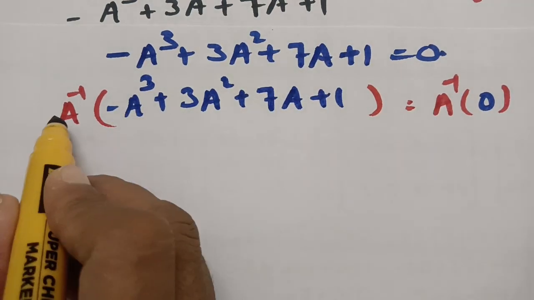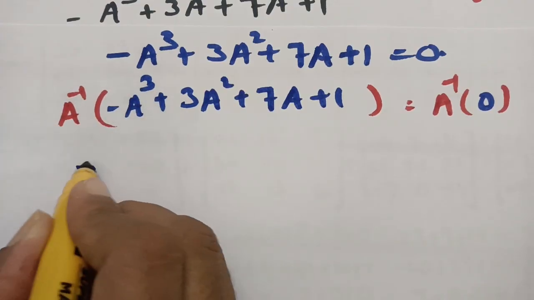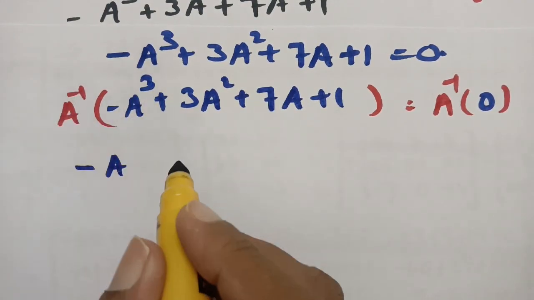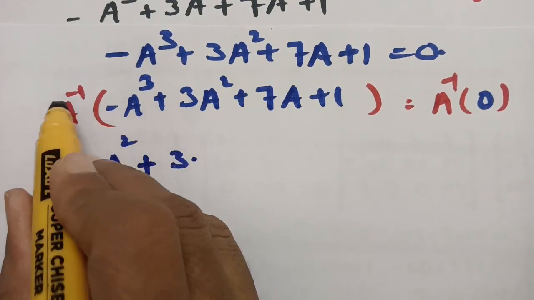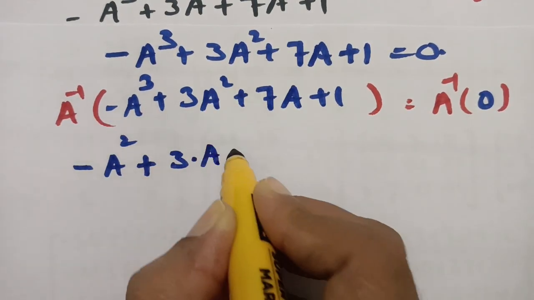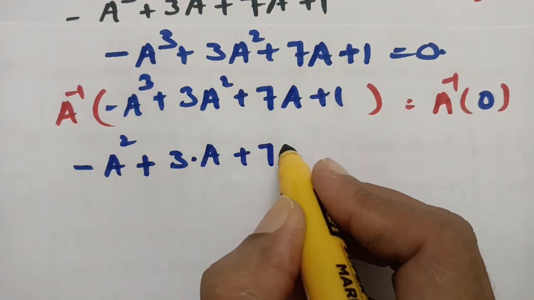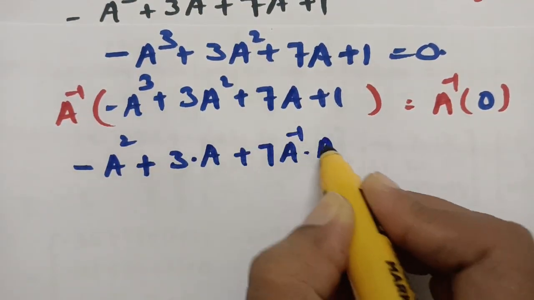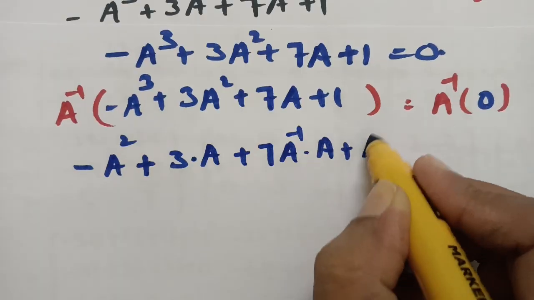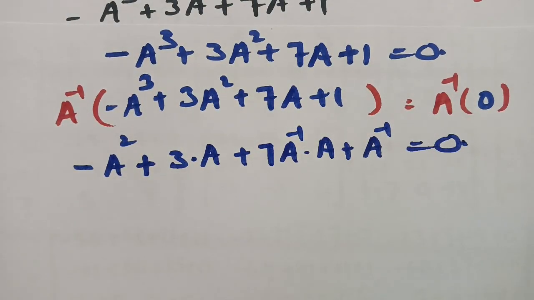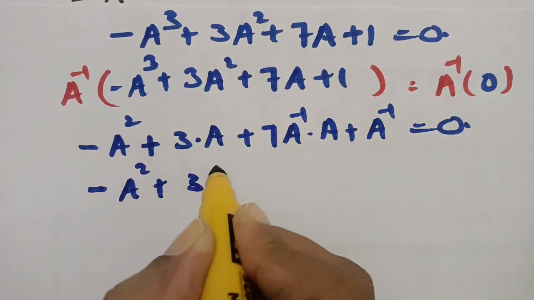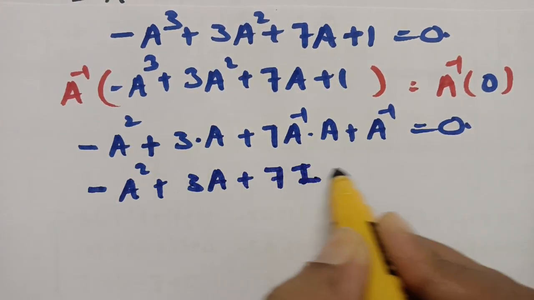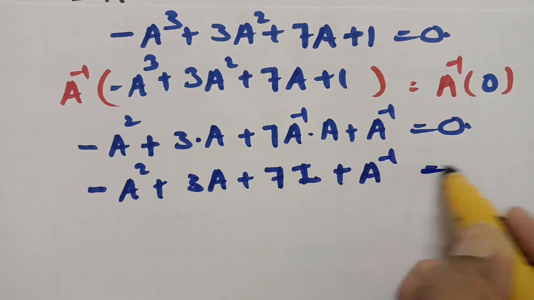So if I send it inside, this will be A cube into A inverse. This will be minus A square plus 3. A inverse into A is nothing but I. This is 7. So if I multiply, this will be A inverse into A, and this value is A inverse and this value is 0. So this is going to become A square plus 3A plus 7 into I plus A inverse is equal to 0.